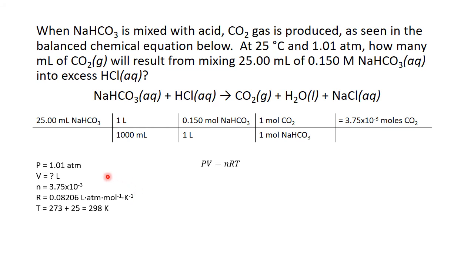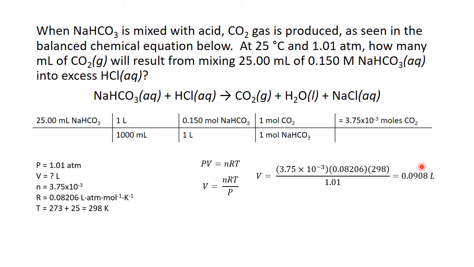So now that we know we need to solve for V, we're going to first rearrange the ideal gas law so that we are automatically solving for V. V equals nRT over P. Now all we need to do is plug in our numbers and crunch. So if we plug in the appropriate values, we're going to get a final answer here of 0.0908 liters of carbon dioxide.